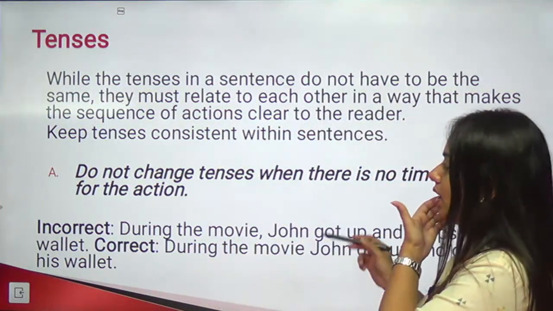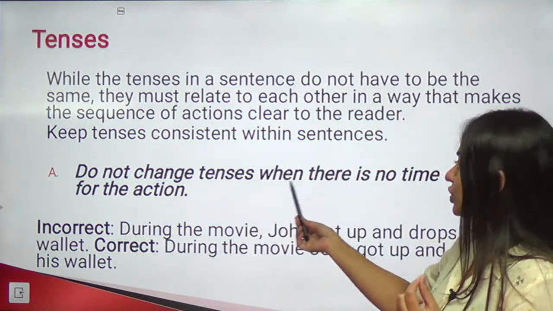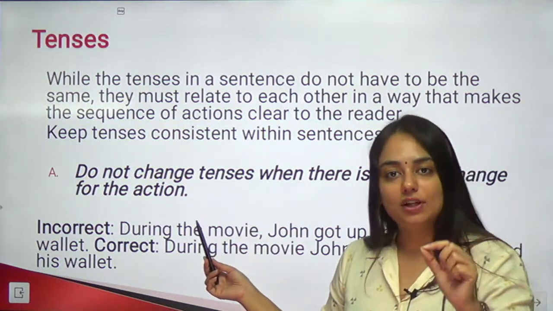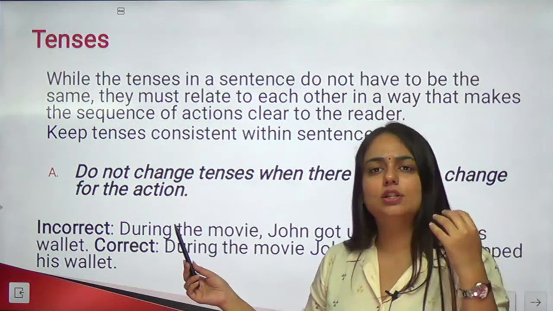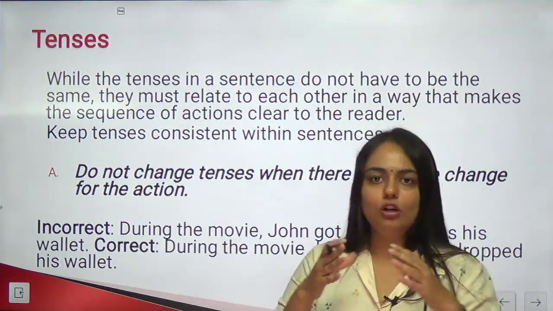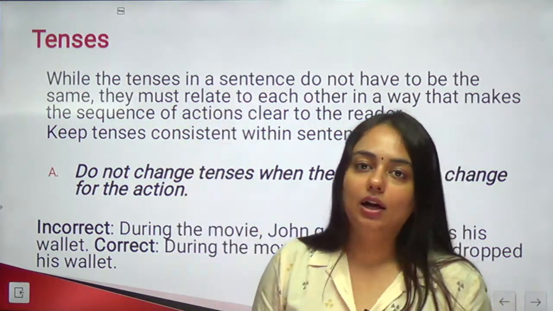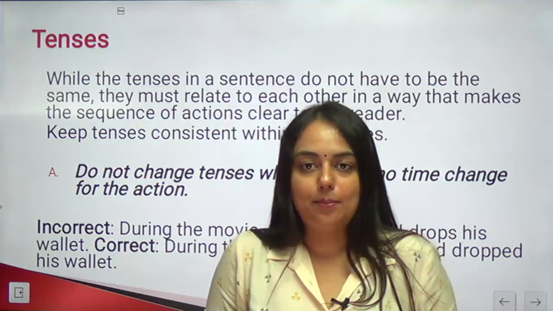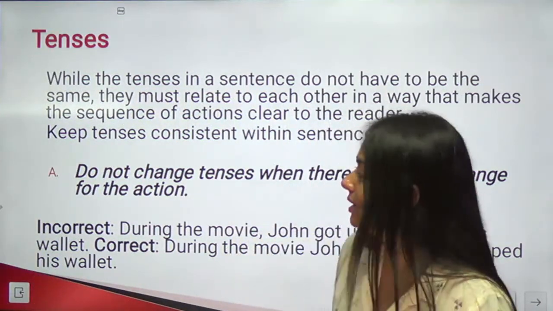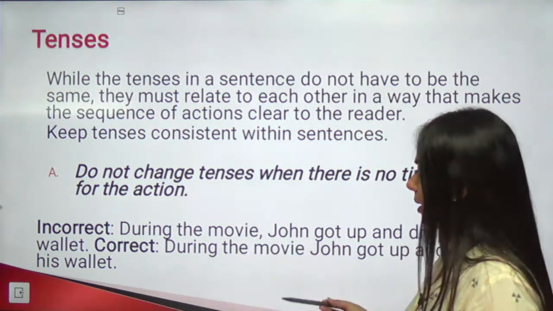Let us see how. So keep the tenses consistent within the sentence. Do not change tenses when there is no time change for the action. After understanding the meaning of the whole sentence, just simply think two things are mentioned, two actions are mentioned. Is there a lot of time gap between the two things? For example, something happened 10 years back and then something has happened today. Obviously, it is past tense and present tense. Then you can change the tense. Otherwise, if there is no time change for the action, tense will be same.